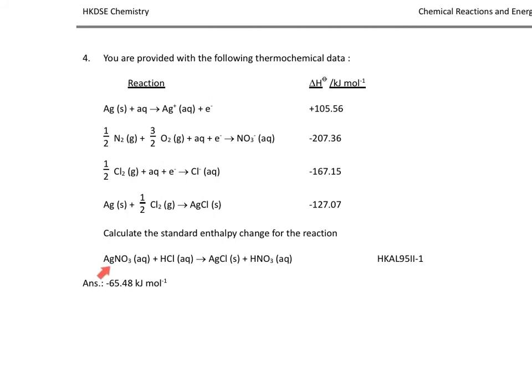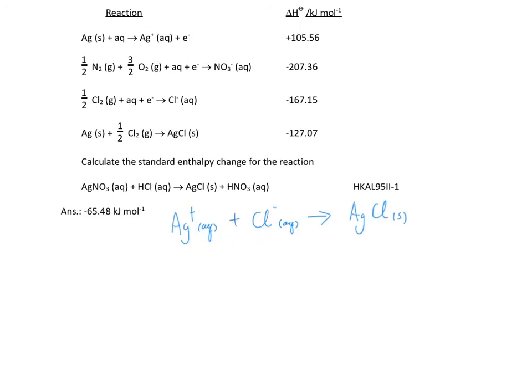In this question, we will mix the silver nitrate solution with the dilute hydrochloric acid to give the silver chloride solid and nitric acid. But actually, the silver ion reacts with the chloride ion to give the silver chloride solid. Hydrogen ion and nitrate ion are spectator ions. So here I will find relevant chemicals and equations to build an equation like this.